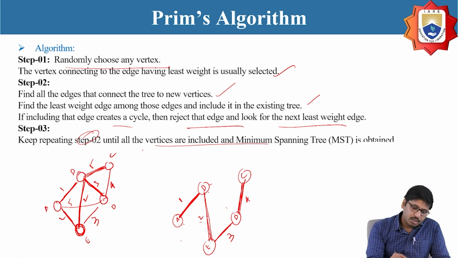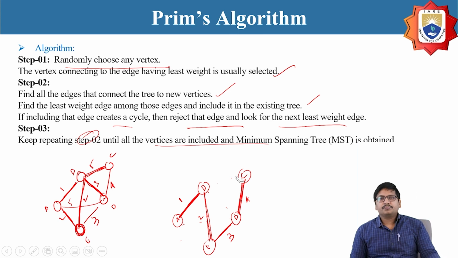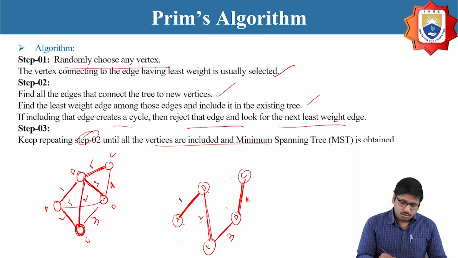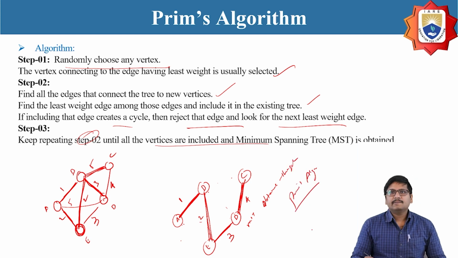And from C, what are the edges that are connecting? There is 5 and 4, but 4 is already visited. If I select 5, it is going to form a cycle. So this should be the resultant spanning tree obtained through Prim's algorithm.